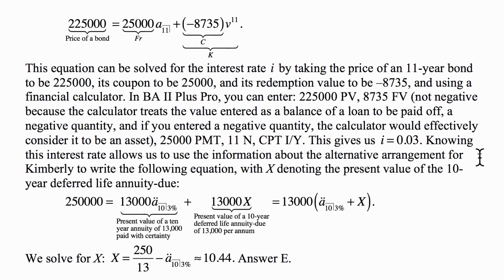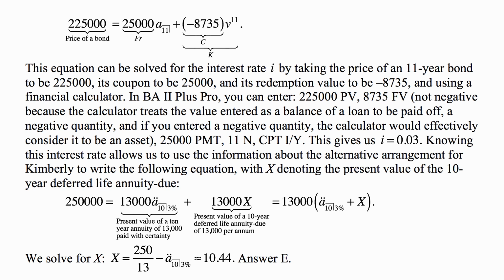In the BA II Plus Pro, you can enter 225,000 for present value, 8,735 for future value, not negative, because the calculator treats the value entered as a balance of a loan to be paid off, a negative quantity, and if you entered the negative quantity, the calculator would effectively consider it to be an asset. And then 25,000 for the payment, 11 for N, and compute I/Y. And this gives i to be 3%.